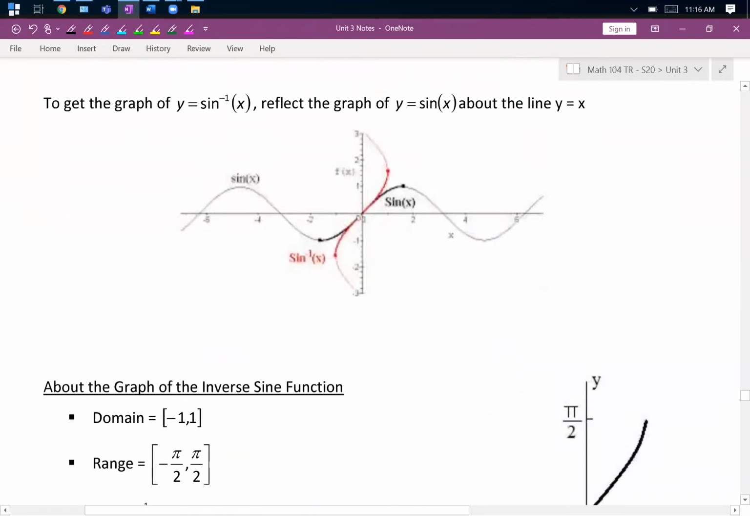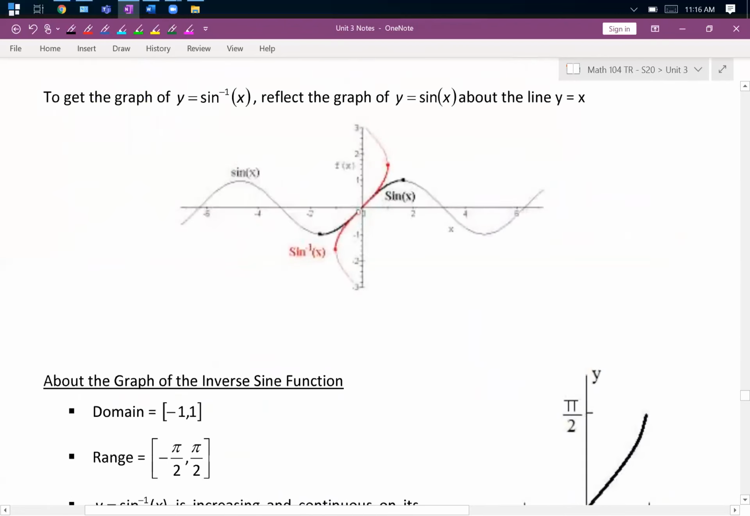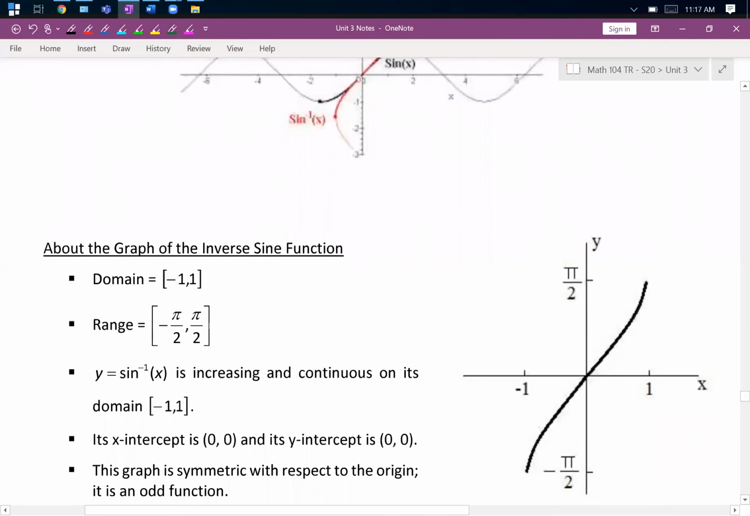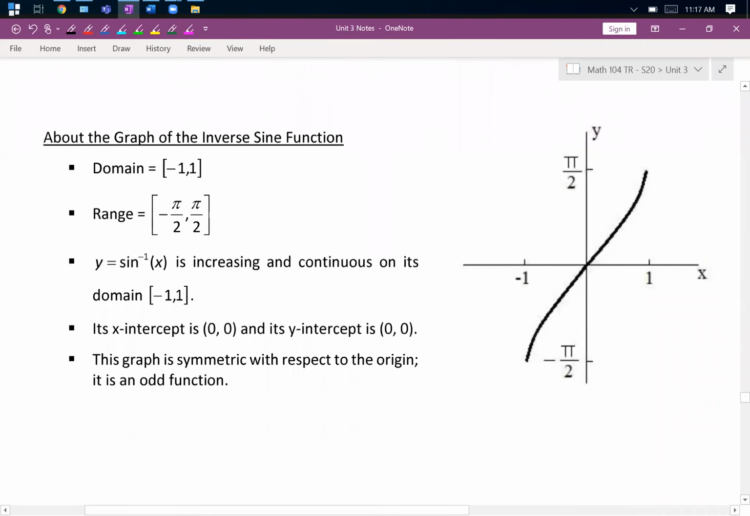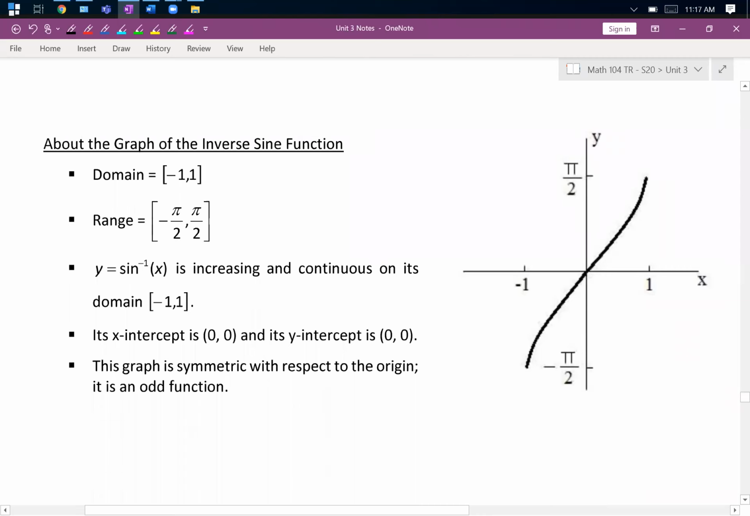To get the graph of y equals sine inverse, we simply reflect the graph of y equals sine of x about the line y equals x. I say simply, but that's hard to do, to reflect that kind of wavy curve over a diagonal line like that. But that's where we get it. So I have a diagram there where I've done that, but then I zoomed in on just the part that we want. And then here's a summary about the inverse sine function.